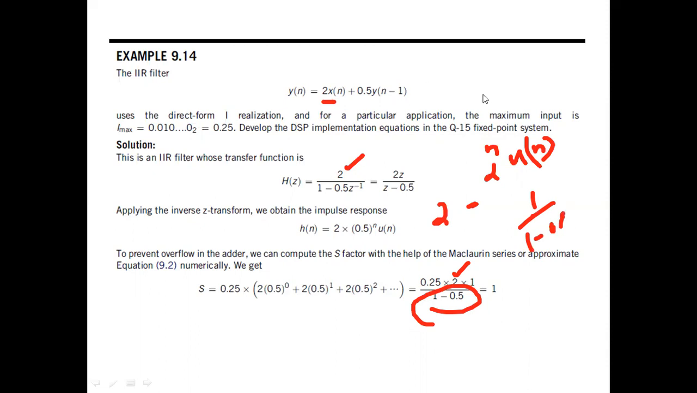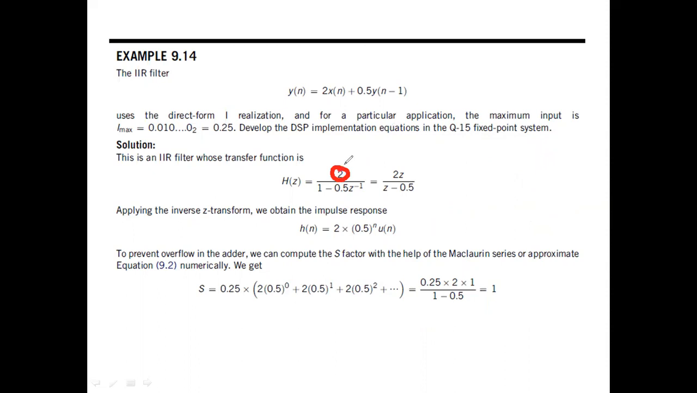Of course, there was the scaling factor 2; the constant 2 was there anyway. Then they say the maximum input is 0.25, so we multiplied by 0.25. 0.25 is Imax. 2 is the coefficient. 1 divided by 1 minus alpha gave you the summation of all the impulse response coefficients. From that, S equal to 1 has been derived. So the scaling factor is 1.